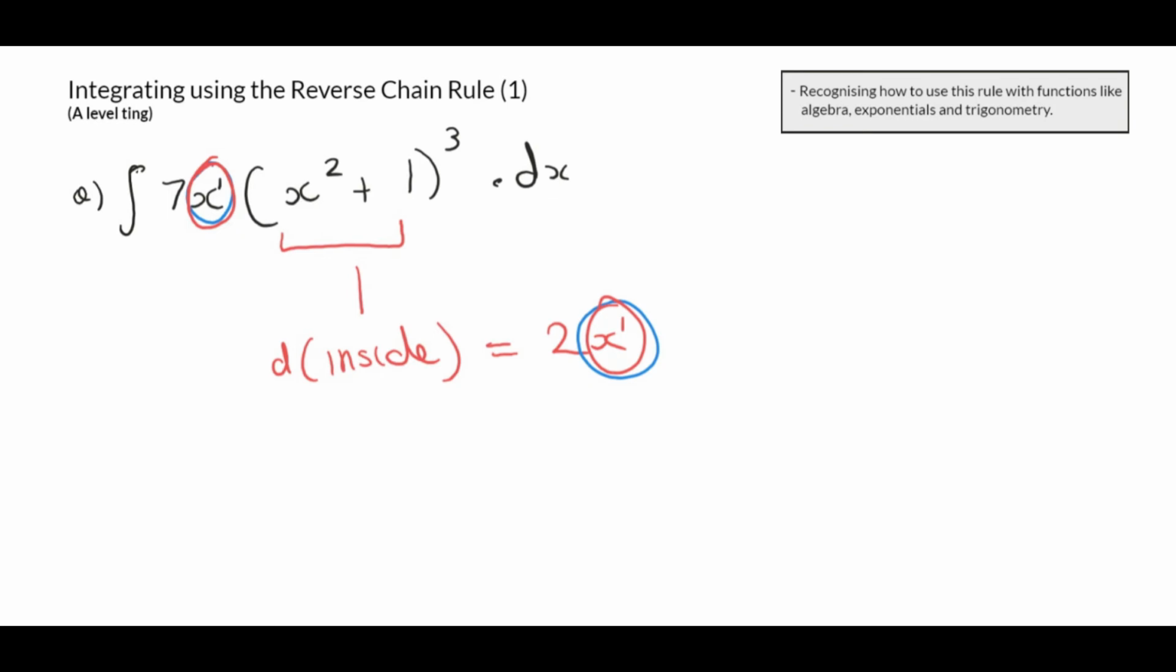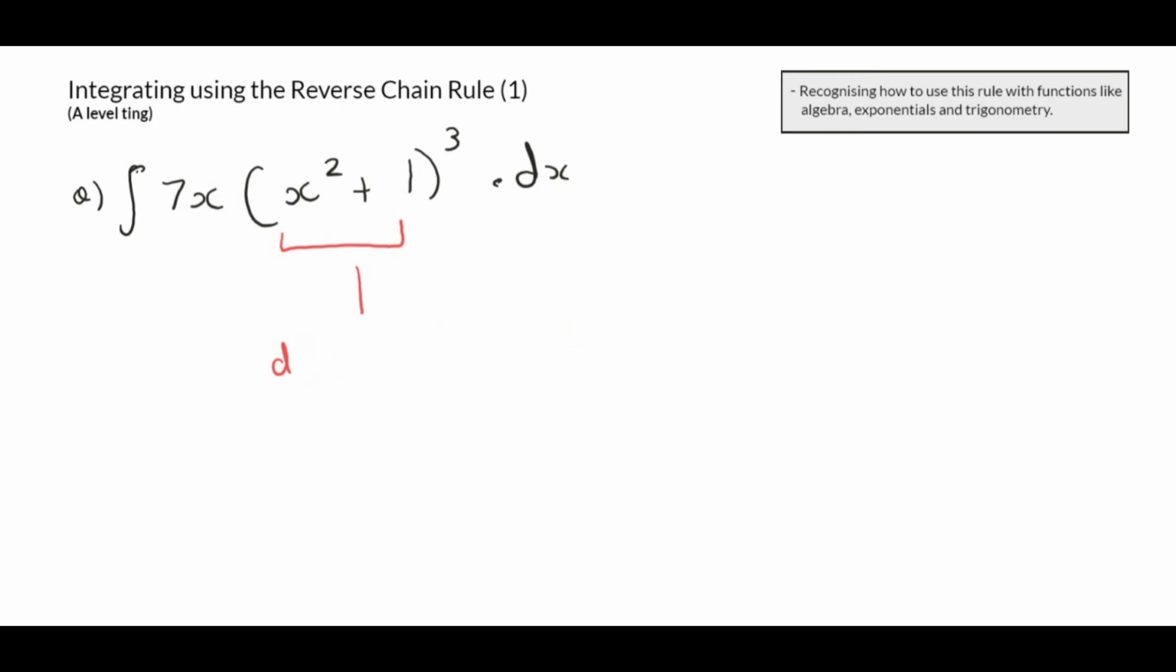You get me? That's what's really important. That's what we're looking for. The 7 and the 2 are irrelevant. I don't care about the multiples. All I care about is the variable on the outside, which is x to the power of 1. And when we differentiate the inside, we happen to get x to the power of 1 as well. Okay, cool. Now, let me rub this out quickly.